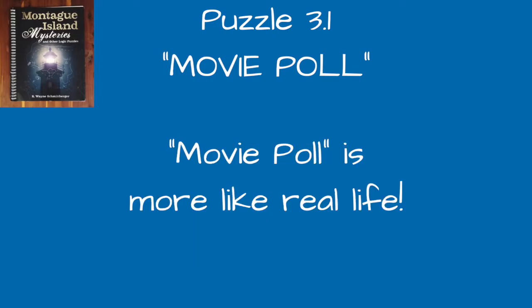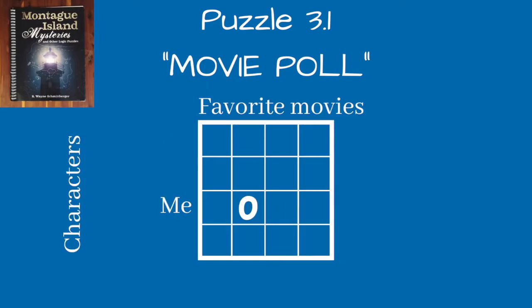But in Movie Poll, that constraint where each character prefers a different movie is not present. This puzzle is much more like real life. In real life, my favorite movie might be the same as my friend's favorite movie, and in puzzles like Movie Poll, that is what happens. So now the solver needs to consider how many people named each movie as their favorite.